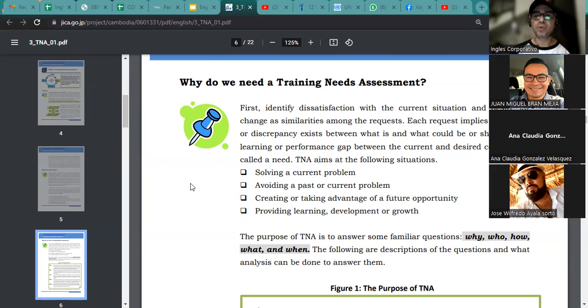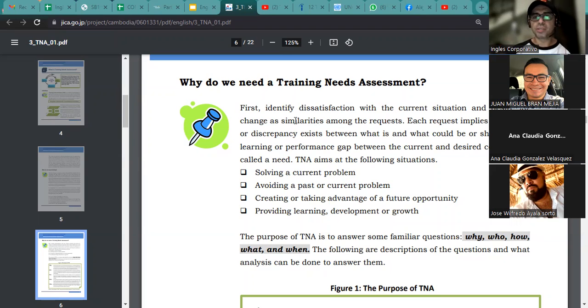So we need to answer questions like, why is this happening? Who is doing this? And why is this person doing this and not this other person that should be the person doing this? How is that one being done? Why is it not being done in this other way? What is happening? When is it happening? So when we answer those questions, and that is not only because of the training, but because of any problem that you have, then you will be able to identify the solution, right?